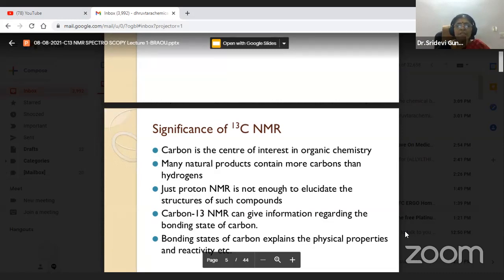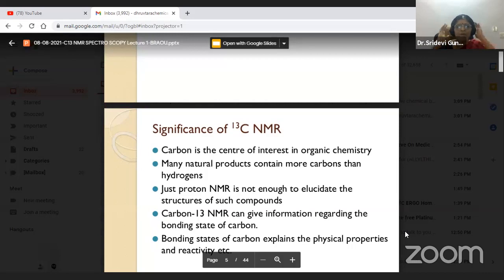C13 NMR will give you the backbone of the organic molecule. Because you get the direct carbon framework, you get a simplified spectrum, and we will know how many carbons are present, how they are attached, how they are bonded, and so on.